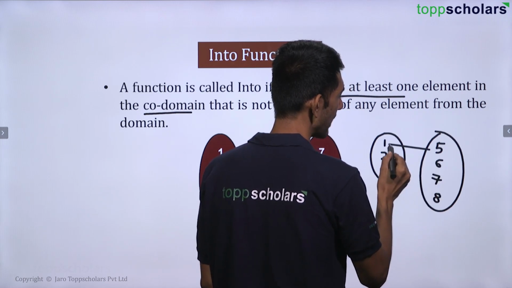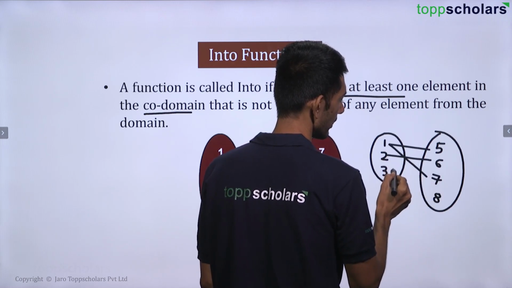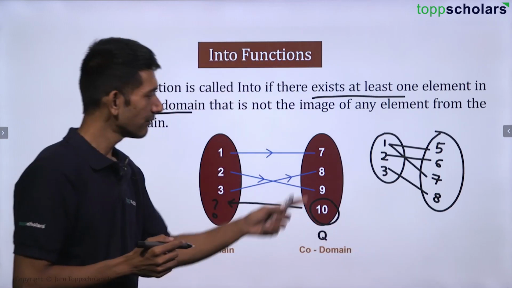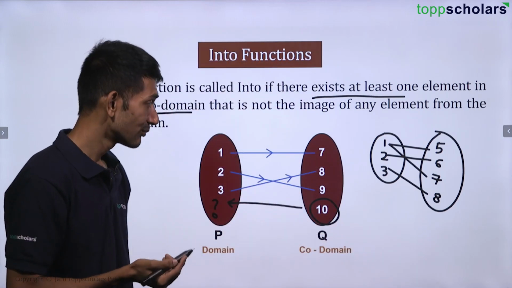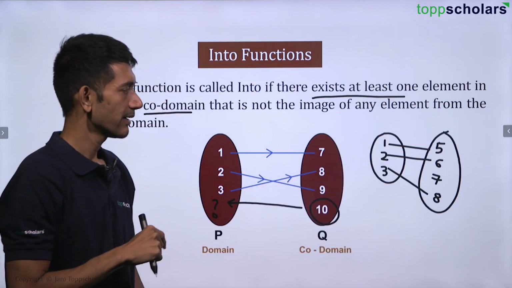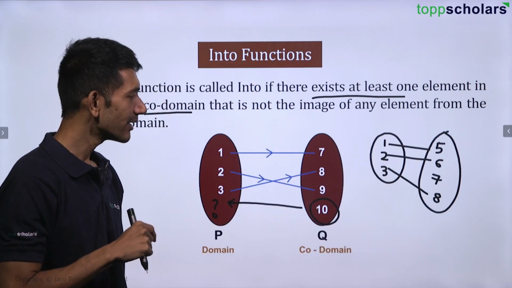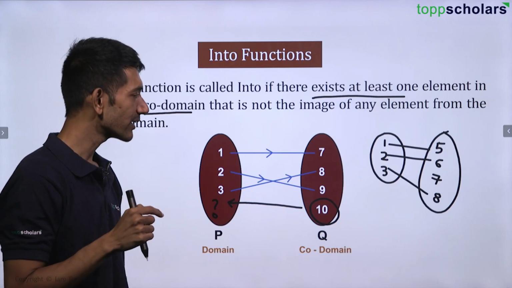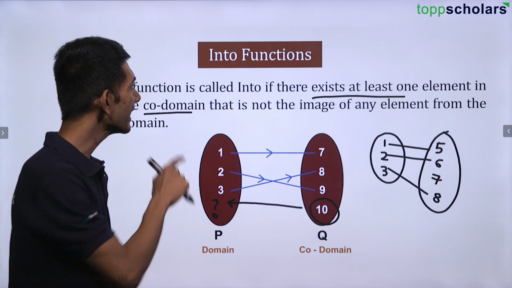If everything is mapped, first of all, is this a function? No, it is not a function because 1 is mapped with many here. If I take it like this, now tell me, is it a function? If yes, which type of function? Correct, this is an into function.